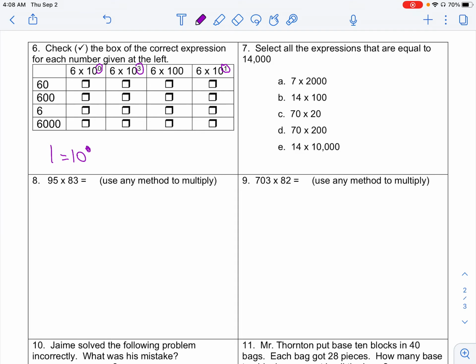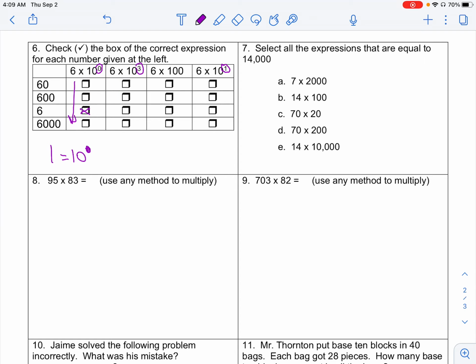Okay? So in this column here, it says 6 times 10 to the 0 power. Well, that's the same thing as 6 times 1. And when I look down my answer choices, I could have 60, 600, 6. That's the answer because 6 times 1 is 6, and 6,000. So that's how you solve this. So there's really 4 questions here, and these are your answer choices.